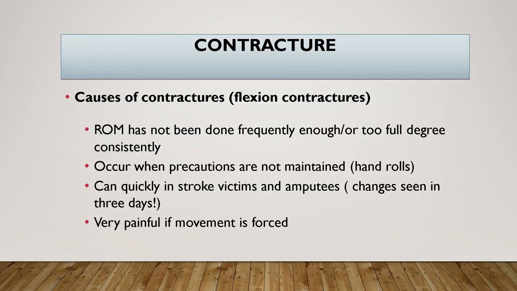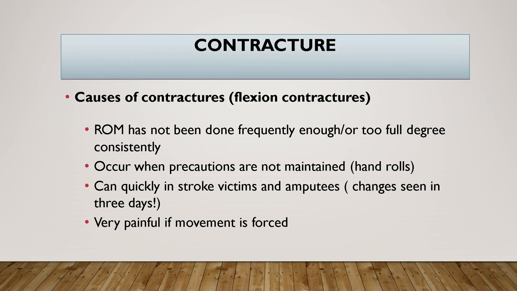Here are a couple of the reasons why contractures occur. The first reason may be that range of motion had not been done enough or often enough, and the joint had not been stretched to its full potential. A second reason may be that precautions were not followed as ordered, such as using a hand roll to keep the fingers from flexing into the palm of the hand. A hand roll could be a purchased piece of therapy equipment or simply a rolled up washcloth.